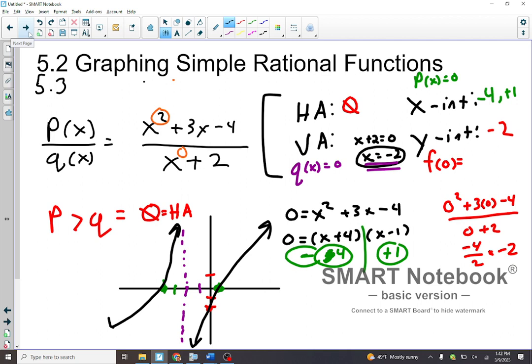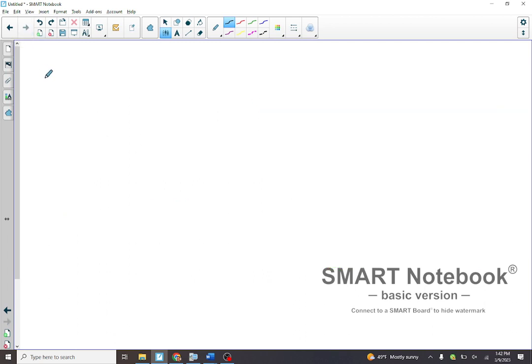So what are the two things? Those are the x-intercepts. And this is the y-intercept, just to catch it. All right, next one. Let me pick one from the book.